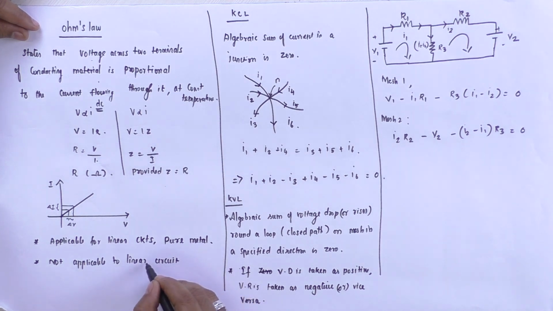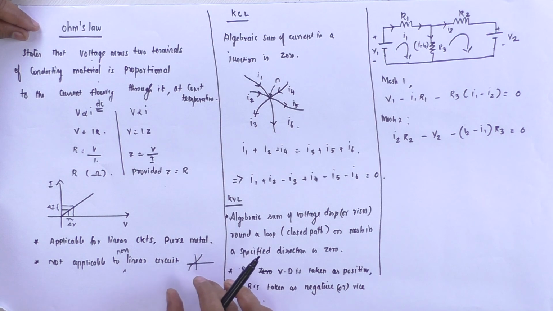But in the case of non-linear circuits, such as electronic device characteristics like diode, transistor, as well as SCR, Ohm's law cannot be applied, as the linear relationship between change in voltage and change in current is not observed.